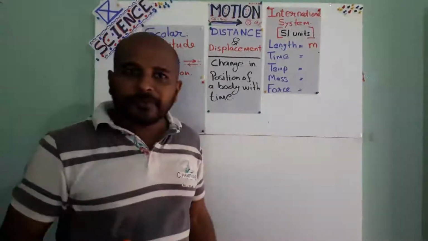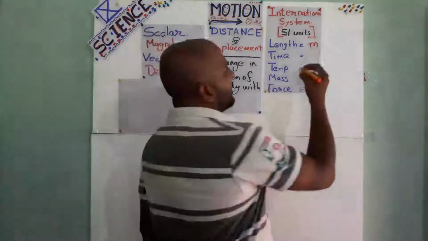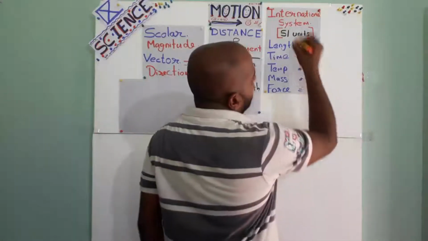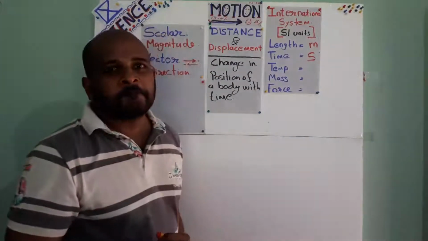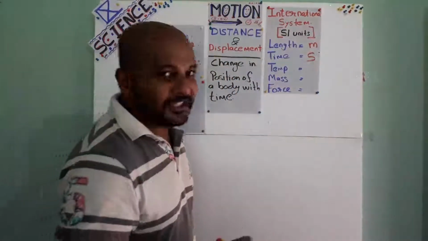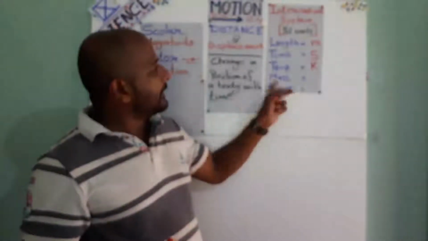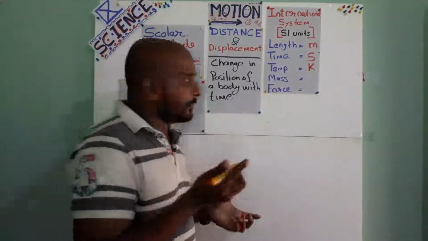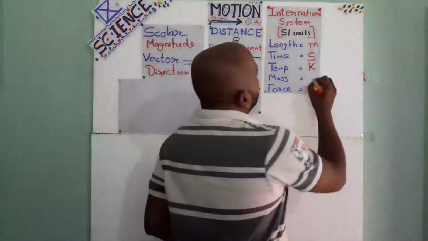Next, when it comes to time, we are using seconds, S. When it comes to temperature, what? No. We are using Kelvin, K. Understand? Kelvin. Okay, not degrees Celsius. Next, mass. We are using which one? Of course, kg.